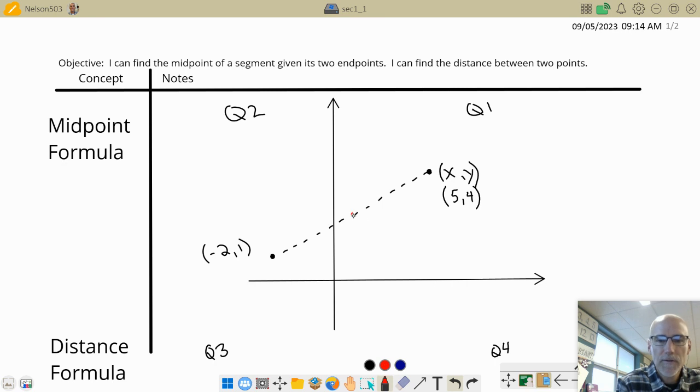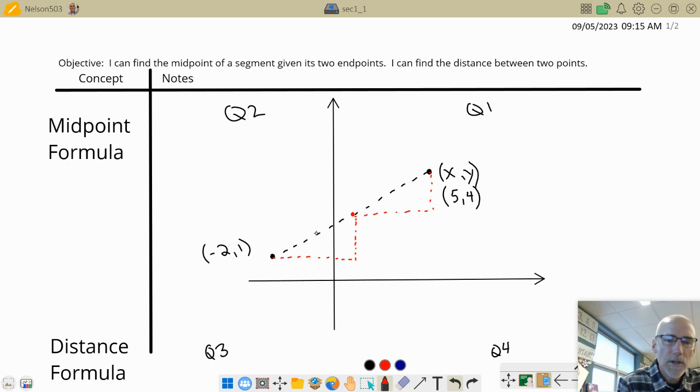And the book does kind of a cool thing. It does this little drawing. It says, we would have to come over a certain amount, we'd come up a certain amount. We'd go over a certain amount, and we'd come up a certain amount. And what they try to do is they prove that these two triangles are congruent.